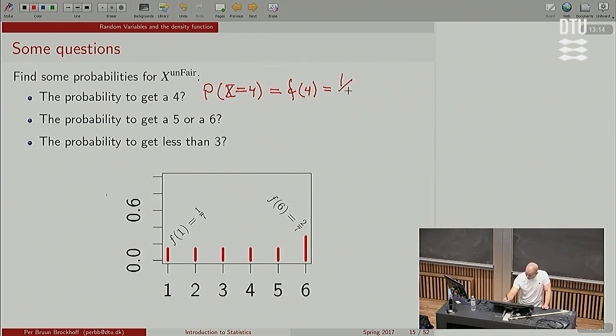1/7. Thank you. What's the probability to get a 5 or a 6? Now we are skipping all the basics of set theory and basic probability theory and just assuming that we can all use common sense here without doing all the theory about it. What's the probability to get 5 or 6? Yes? 3/7. Do we agree? Yes. 1 from 5 and 2 from 6. So that's the adding up principle.